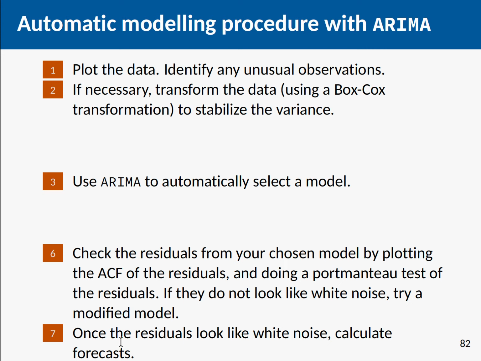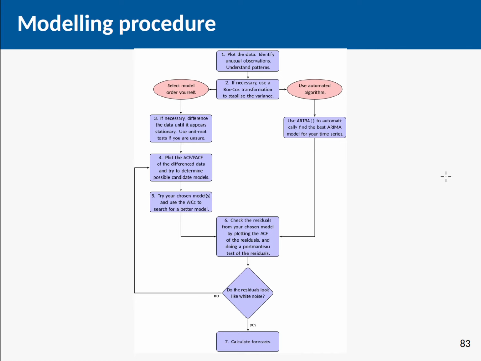So ultimately, you want to check the residuals from your chosen model once you've used the ARIMA function by plotting the autocorrelation function of the residuals and doing a portmanteau test of the residuals. Again, if they don't look like white noise, which I doubt when you're using this algorithm, you would then try a modified model. Okay, so once you have your residuals as white noise, you're good to go and you can actually forecast.